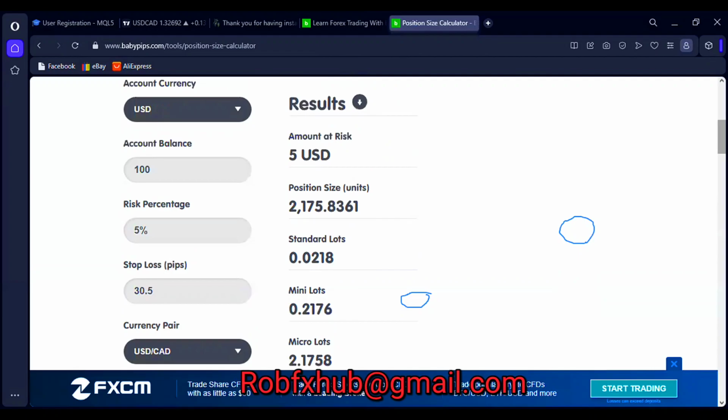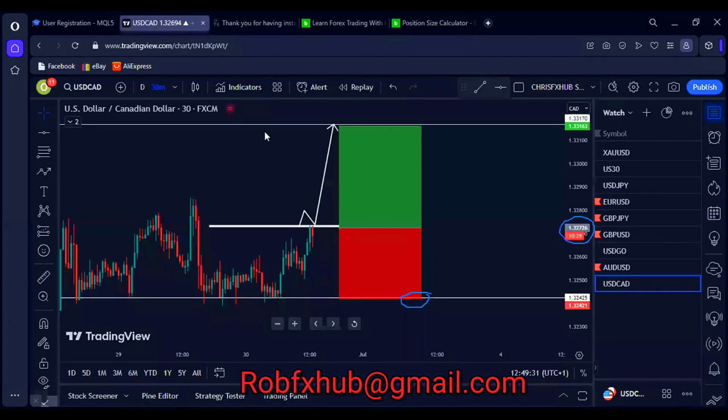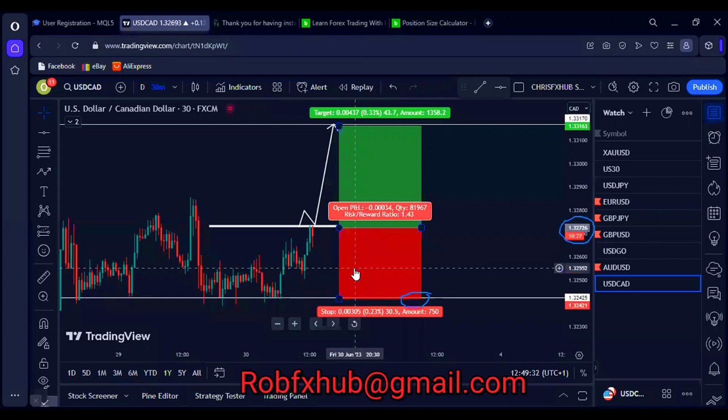So now, what is the importance of getting to know this thing? This is one of the important ones. You already know what you are losing. You know that if I enter this trade and the market goes against me, I have $100. If I lose $5, I still have $95 left to trade, which is safer, which is you not putting all your eggs in one basket.